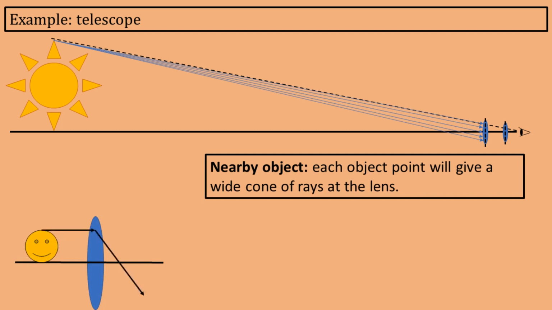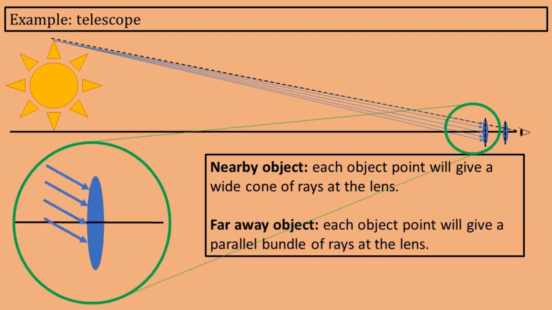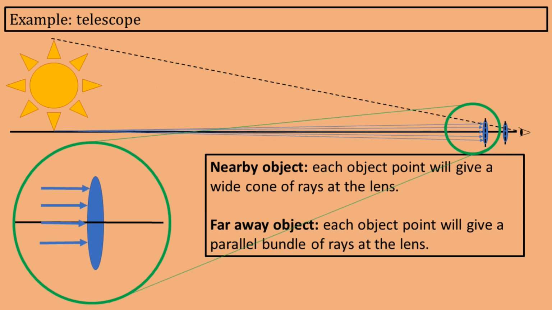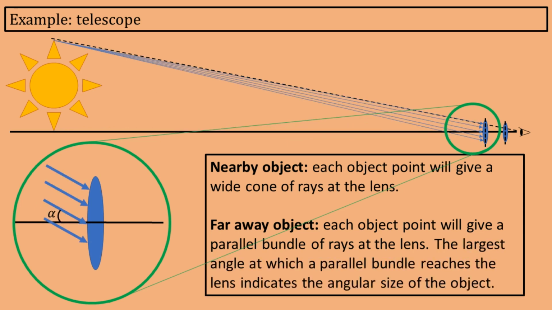There will be a ray parallel to the optical axis, there will be a ray going through the center of the lens, and there will be a ray going through the front focal point of the lens, and these rays will propagate at widely different angles. On the other hand, for a large faraway object, one object point will give an approximately parallel bundle of rays at the telescope. For each object point, the angle of this bundle of rays will be different. The largest angle will be given by the point at the edge of the object, and so it is this angle that determines the angular size of the object.